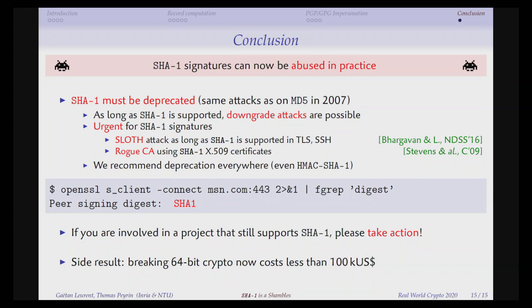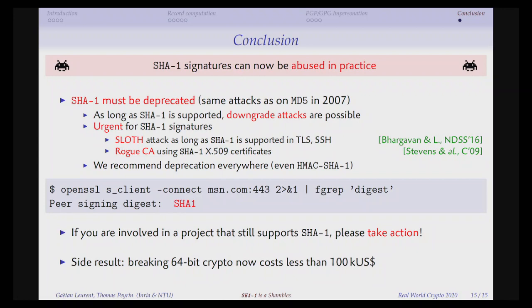So we should really deprecate SHA-1. And, I mean, as a cryptographer, when I connect to msn.com and I see that there's a SHA-1 signature being used, it really makes me sad. I think we can do better as a community. SHA-1 has been broken for 15 years. We have much better alternatives, so we need to get rid of SHA-1.